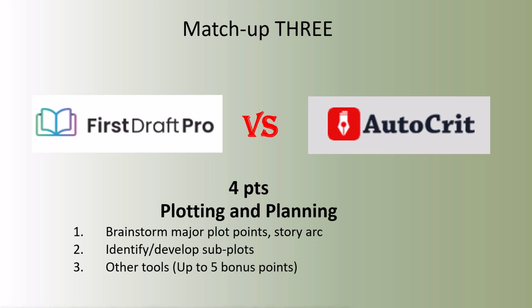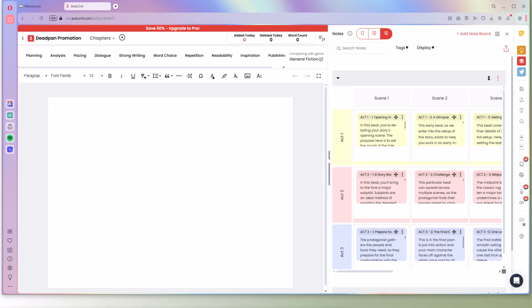So on to the plotting and planning, and this is where we want to do all of our brainstorming for the major plot points and our story arc, and maybe the through thread for an entire series or a series of novels. And we want to look and see what kind of tools these two programs have for doing this plotting and planning. A really good program should have no trouble getting 4 points for having a bunch of tools. So let's look and see what these have.